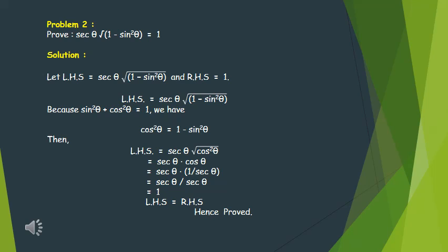As we know 1 minus sin square theta is equal to cos square theta, from sin square theta plus cos square theta equal to 1. Using that identity, our left hand side becomes sec theta into under root of cos square theta. Now under root of cos square theta is cos theta, and cos theta is the reciprocal of sec theta, so we can write sec theta into 1 by sec theta, that is sec theta by sec theta, which is equal to 1. Here again we prove our left hand side is equal to right hand side.